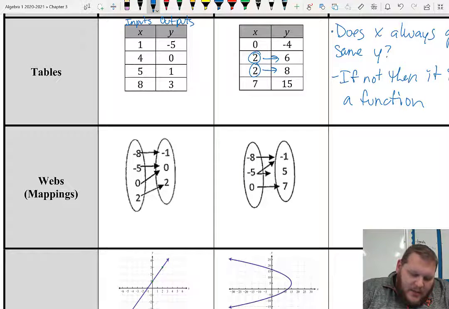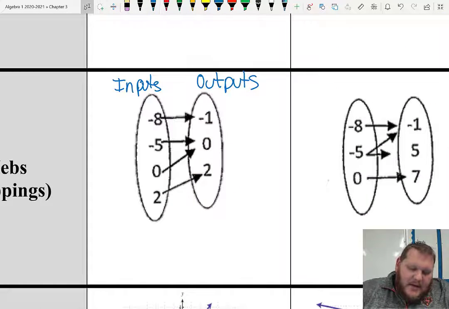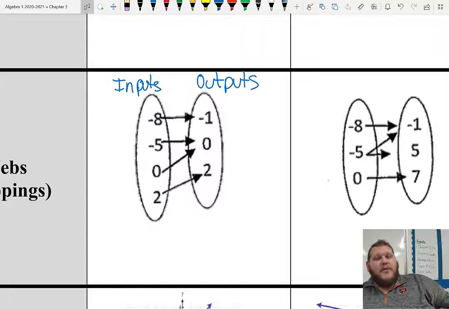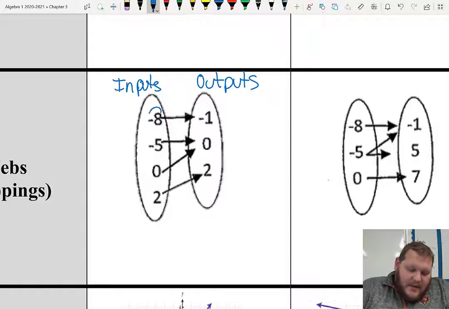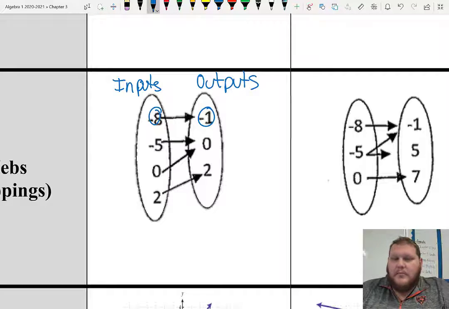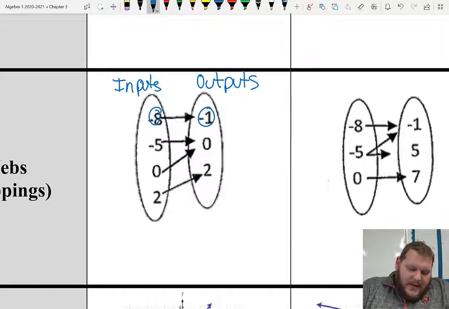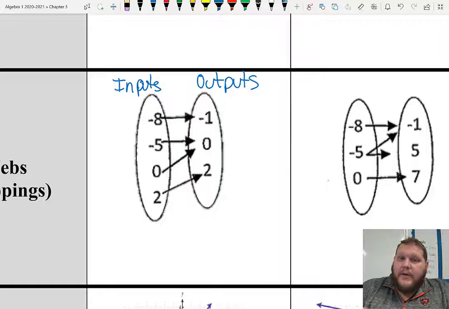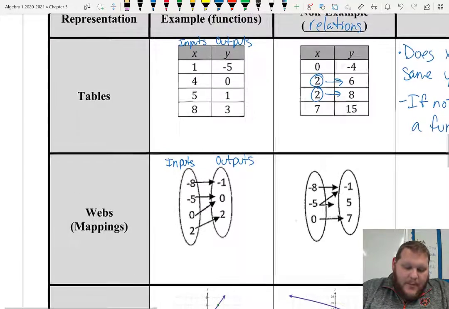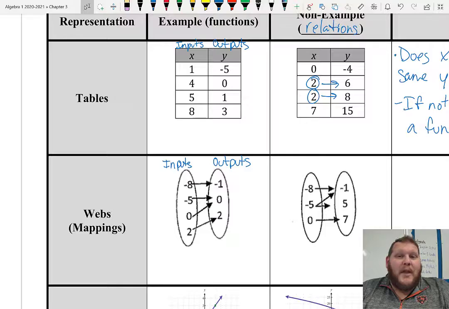Now, that same relationship where this left set is our inputs, our right set is our outputs. The way that we read this is everywhere we have an arrow shows us a spot where our input goes to our output. So in this case, 8 goes to -1. That's an input-output relationship. -5 goes to 0, 0 goes to 0, and then 2 goes to 2. So here we don't have any x values going to two different places. So again, this is an example of what a function would look like for a mapping.